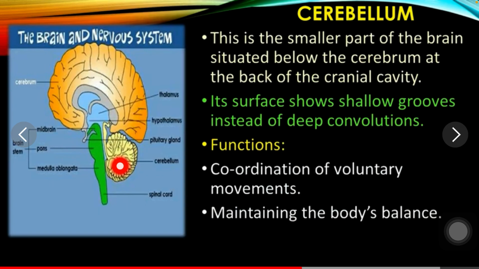Student, its surface shows shallow grooves instead of deep convolution. Deep convolution is not there, it's a very shallow grooves. Its function is coordination of voluntary movements. It coordinates the voluntary movement, maintaining the body's balance. So student, voluntary means which can be controlled with the will of an individual.